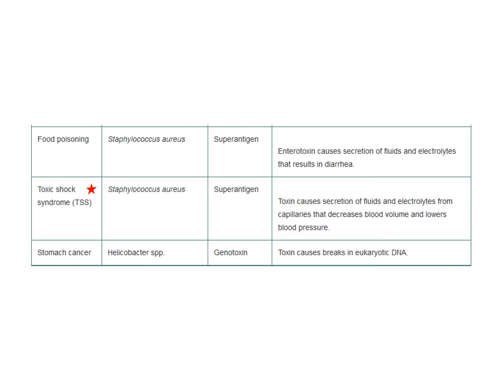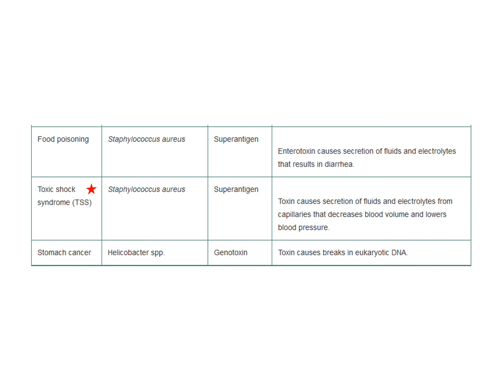This is another part of the table from table 15.2, and it shows you a couple of bacteria that produce superantigens. So for example, Staphylococcus aureus produces an enterotoxin, which is a superantigen, and it causes the secretion of fluid and electrolytes into the intestines, and that results in diarrhea.